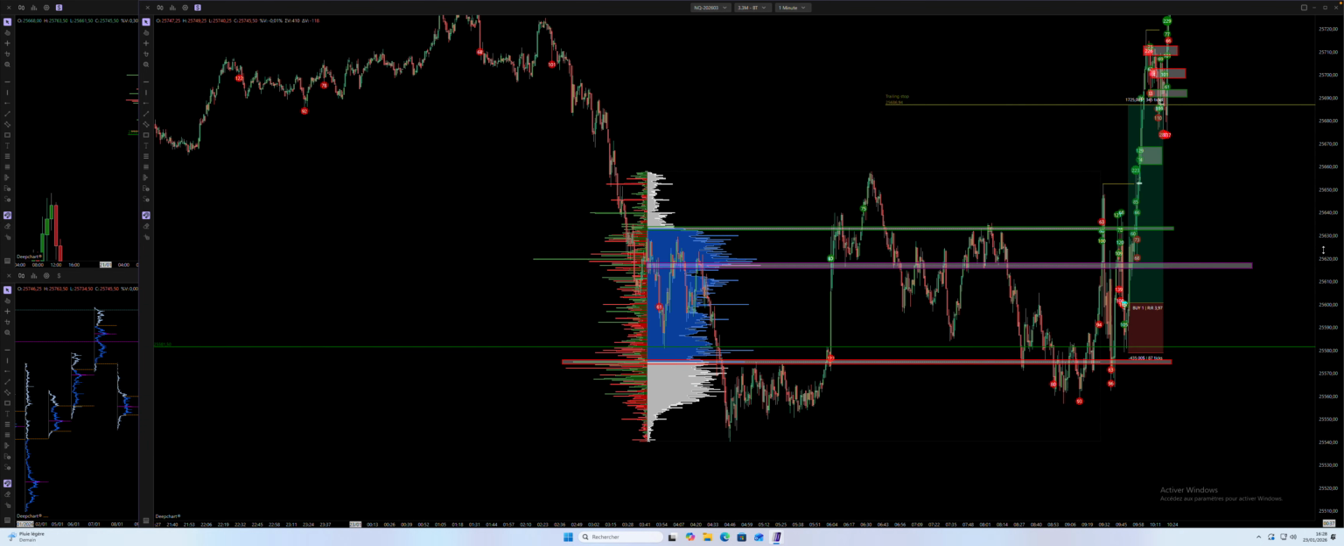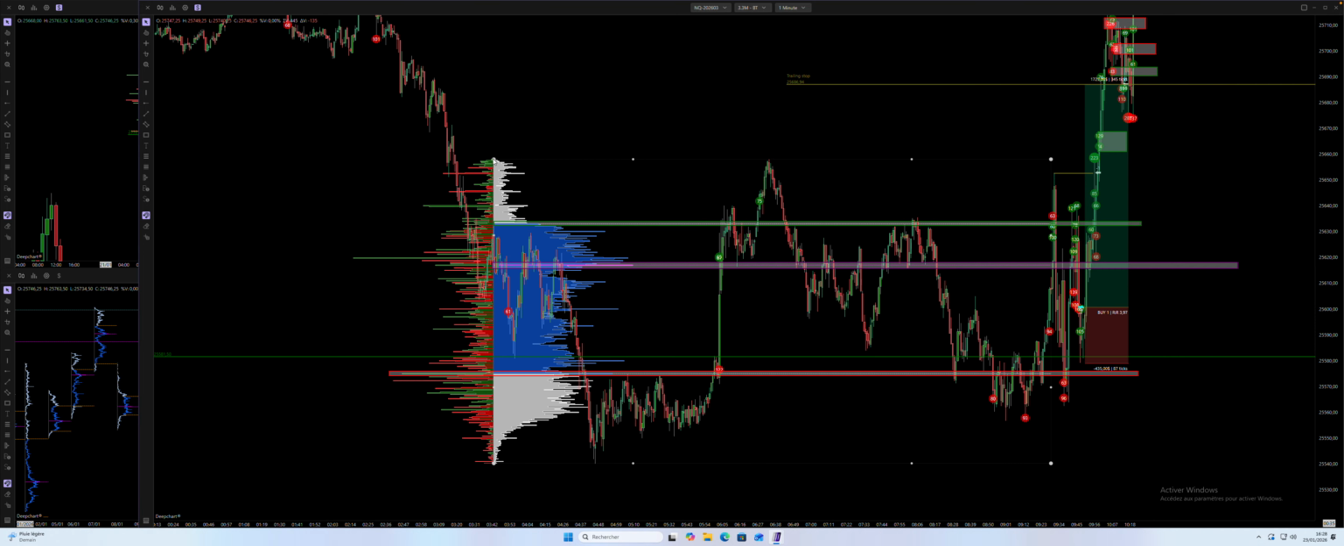Just before the opening of the session, I put my volume profile here on all this range, and I marked up my areas. So here you have the value area high of that level, the POC here, and as well the value area low. And this is what I saw. It was a very interesting setup.